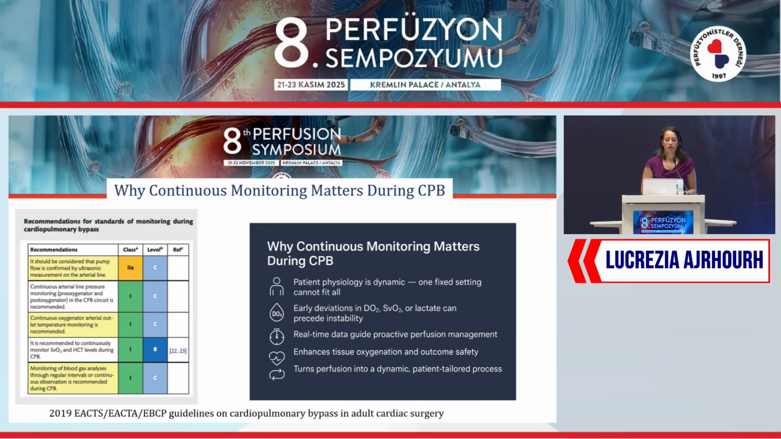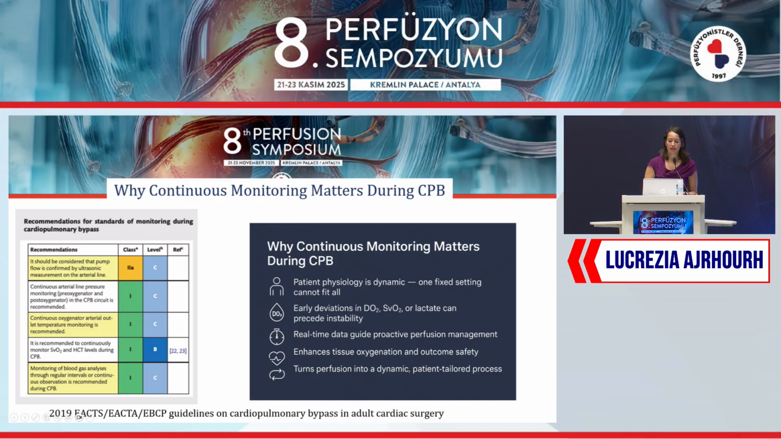The perfusionist's goal is to maintain adequate oxygen delivery and metabolic balance, but the patient's condition and surgical phase can change rapidly. Without continuous feedback, many of these changes remain unnoticed until it's too late. Lactate rises, for example, as VO2 drops, or microcirculatory flow deteriorates.